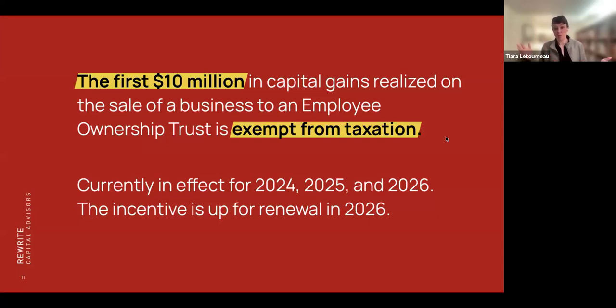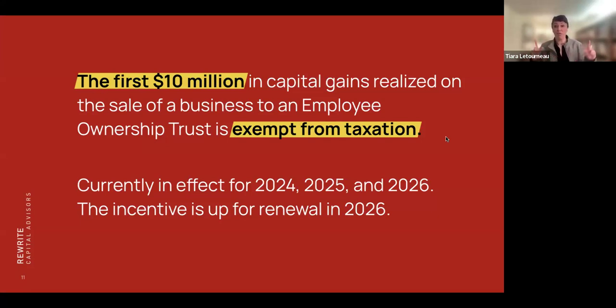So if your company is worth more than that, say $15 million, and you sell $15 million into an EOT, then on the first 10 million, you'll pay no capital gains taxes at all. Now, this is not like your lifetime capital gains tax exemption. It must be happening at the moment, and I'll talk about that in a minute, the criteria for it. And you also can't defer it into other things. It's for this transaction only. So it's happening for this EOT.